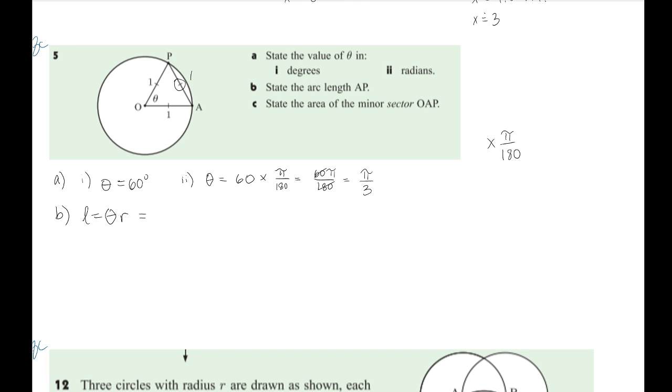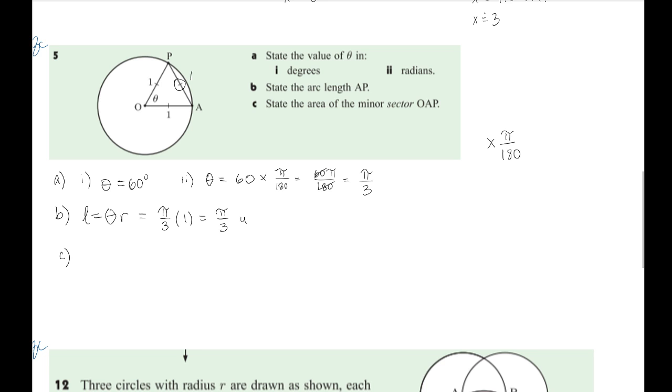So we would have theta, which it's important to remember the angle has to be in radians. So we already have that. It's pi over 3, and the radius is 1. So that means the arc length is actually pi over 3 units, I suppose, if you want to include units there. And then it says state the area of the minor sector OAP.